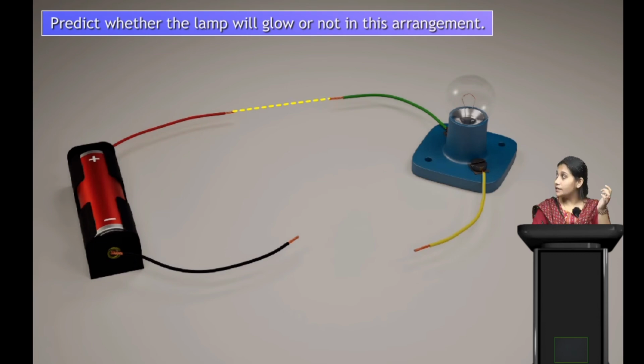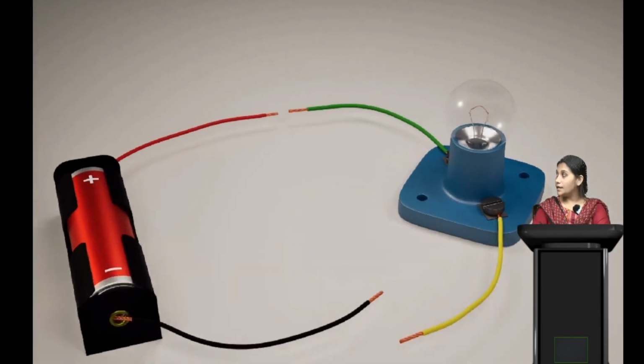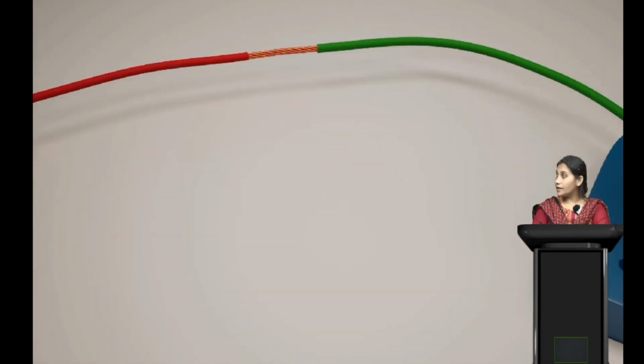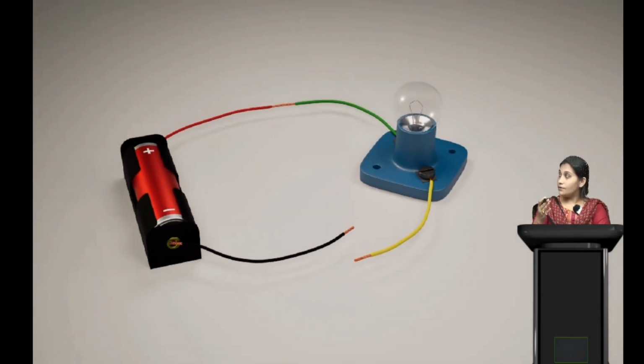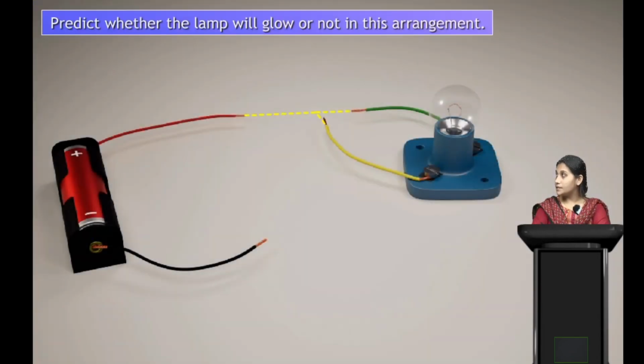Now we will predict whether this arrangement works or not. Now in this arrangement, again we will connect the other wire of the electric cell to the wire of the lamp, and the other part we will keep open. Okay. See, in this arrangement we have connected one part of the electric cell wire to the wire of the lamp and the other part we kept open. Okay, in this case also the bulb doesn't glow.